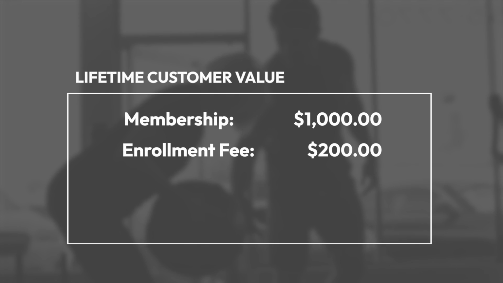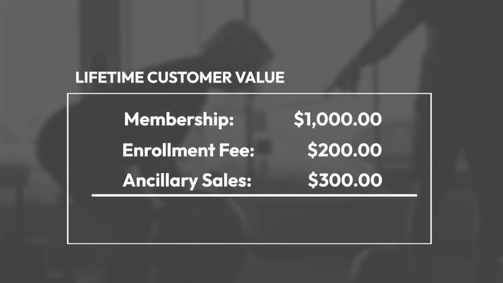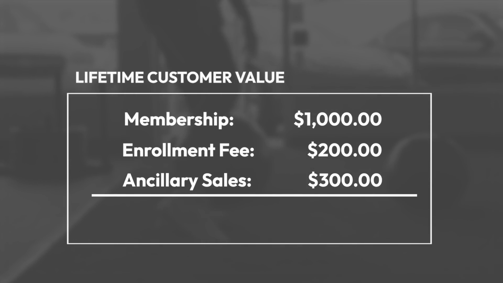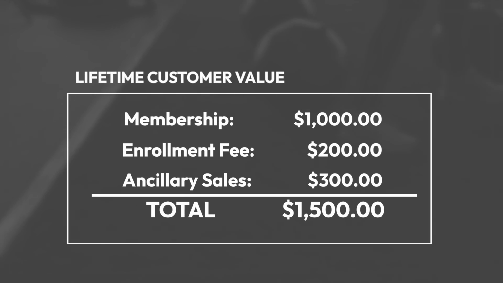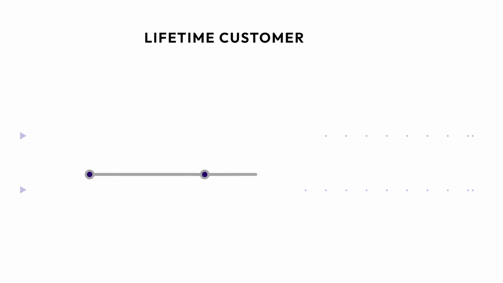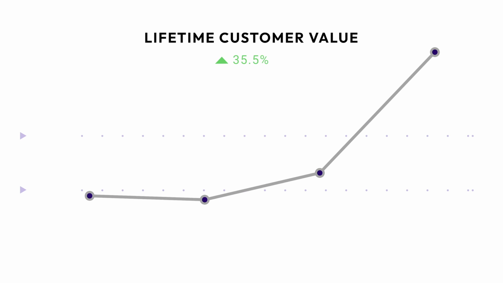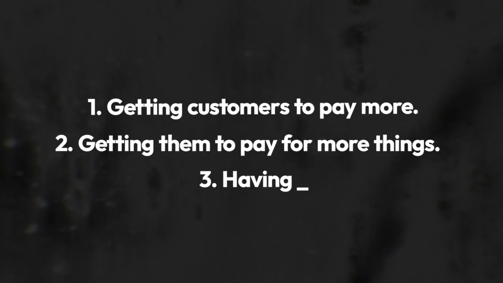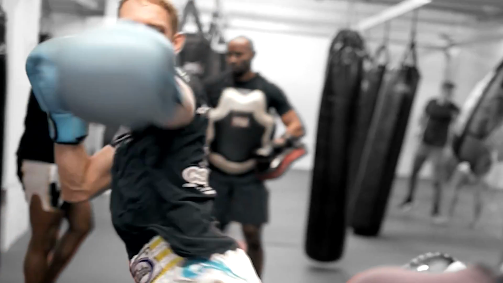However, let's say on top of that, you had a $200 enrollment fee and that member spent about $300 in ancillary products or services throughout those 10 months, well, then their LTV would be $1,500. The best businesses do what they can to constantly find ways to increase their average LTV, and they do that by focusing on three things: getting customers to pay more, getting them to pay for more things, and having them pay for longer.